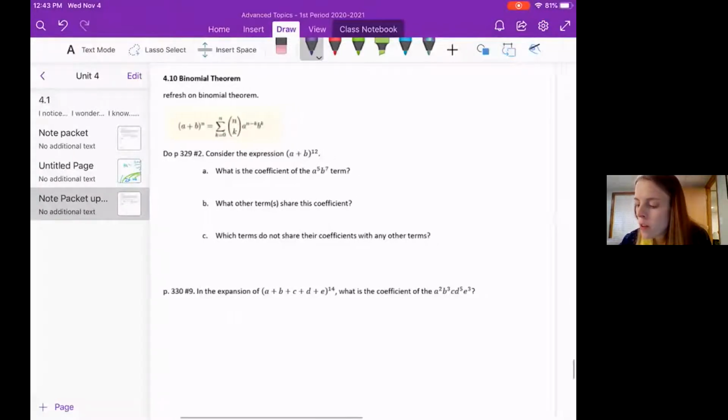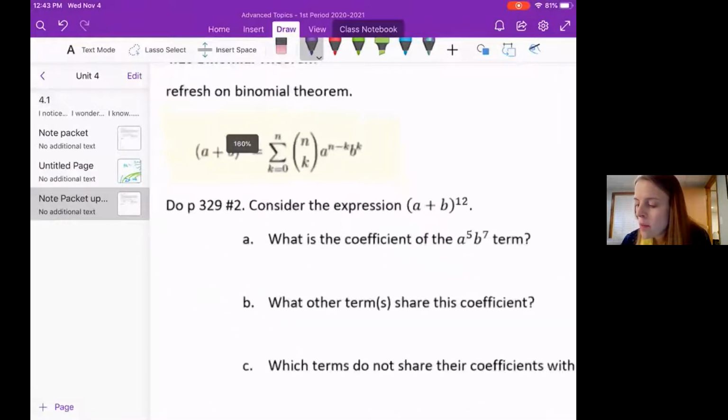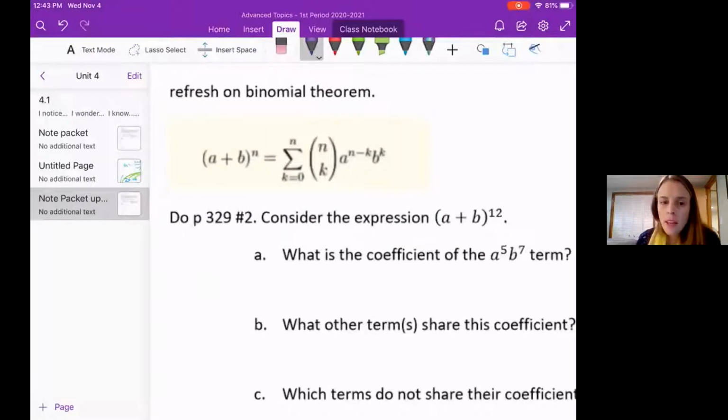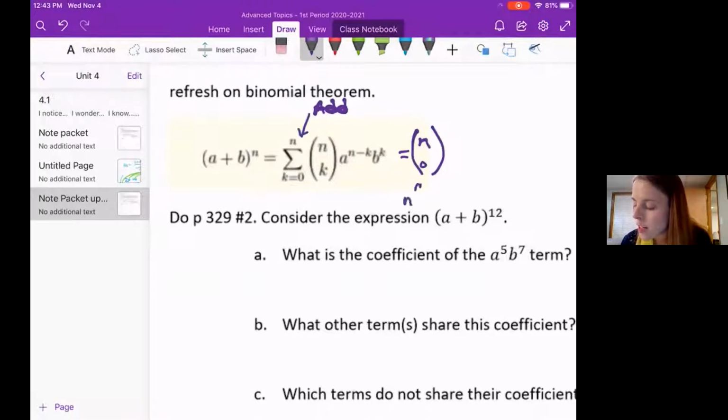So the binomial theorem states that if you have a binomial, (a + b)^n, you can take n choose k, and then each of the terms will look like a^(n-k) and b^k. As a reminder, this funky symbol right here that kind of looks like an E means add up each of your terms. So this will end up looking like n choose 0, or if you want to write it as nC0, that's fine.